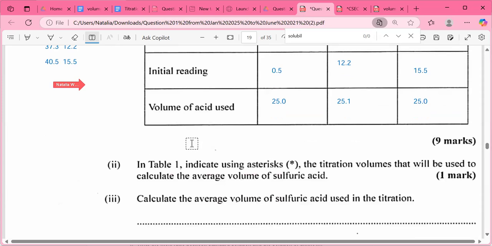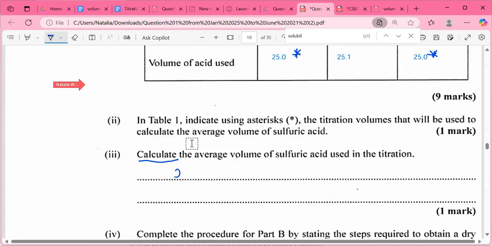Yes. So it is in the table, you indicate using an asterisk the titration volumes that would be used to calculate the average volume of the sulfuric acid. So using this and this. Although they are the same values, because the question says calculate the average, we need to perform the calculation. So it is 25.0 plus 25.0 divided by 2, and my answer is 25.0 centimeters cubed. Clear?